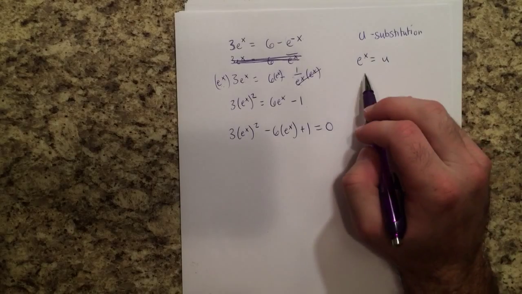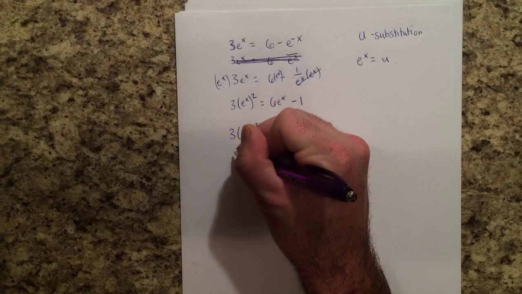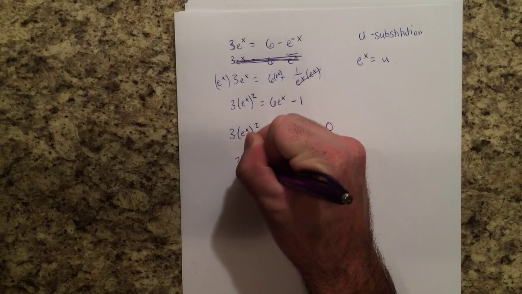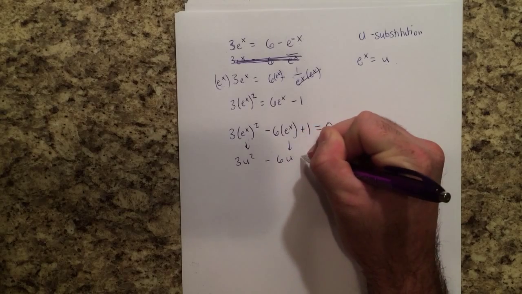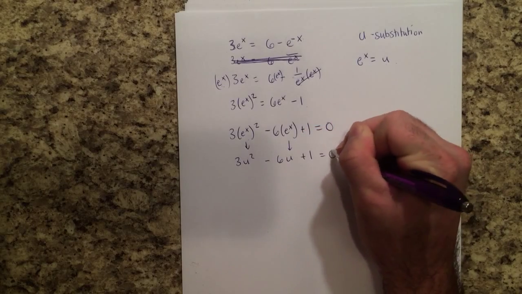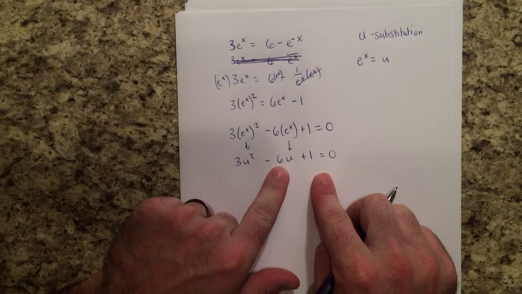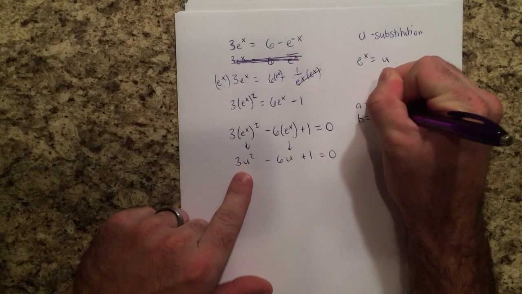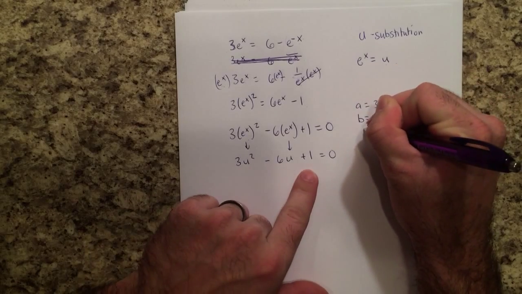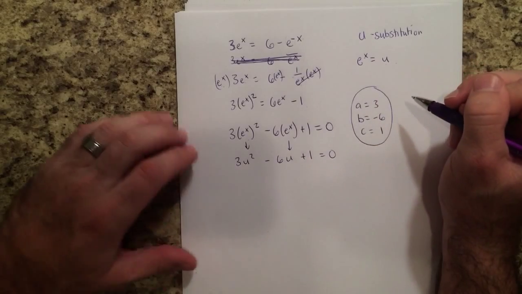Okay, so e to the x is going to equal u. And instead of e to the x, I'm going to rewrite it as 3u squared minus 6u plus 1 equals 0. So now it looks a little bit more like a traditional quadratic equation, where my b is equal to negative 6, my a is equal to 3, and my c is equal to positive 1. So what I want to do is plug those into the quadratic formula.